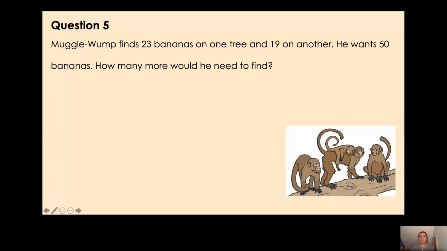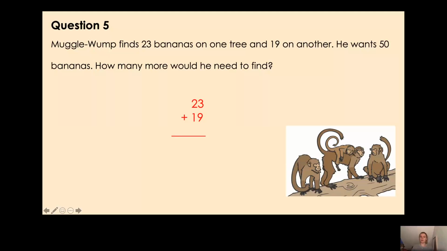So this is a 2-step question as well. Okay, so you need to do 2 different things in this question. Could you pause the video now and have a go? Okay, so let's go through it together. Well, first of all, we need to work out how many bananas Mugglewump finds on both of these trees together. So we need to find the total number that he finds. So therefore, we need to do 23 plus 19.